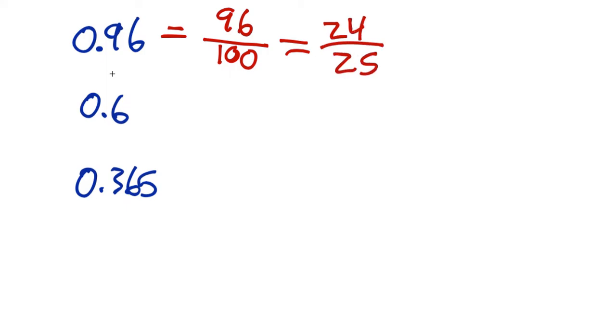Okay, so 0.96 can be rewritten as 96 over 100. And as you guys are paying attention, you're like, hey man, this is not lowest terms. Let me simplify it to 24 over 25. Next example, we have 0.6. That could be rewritten as 6 over 10, which also simplifies to another number, 3/5.